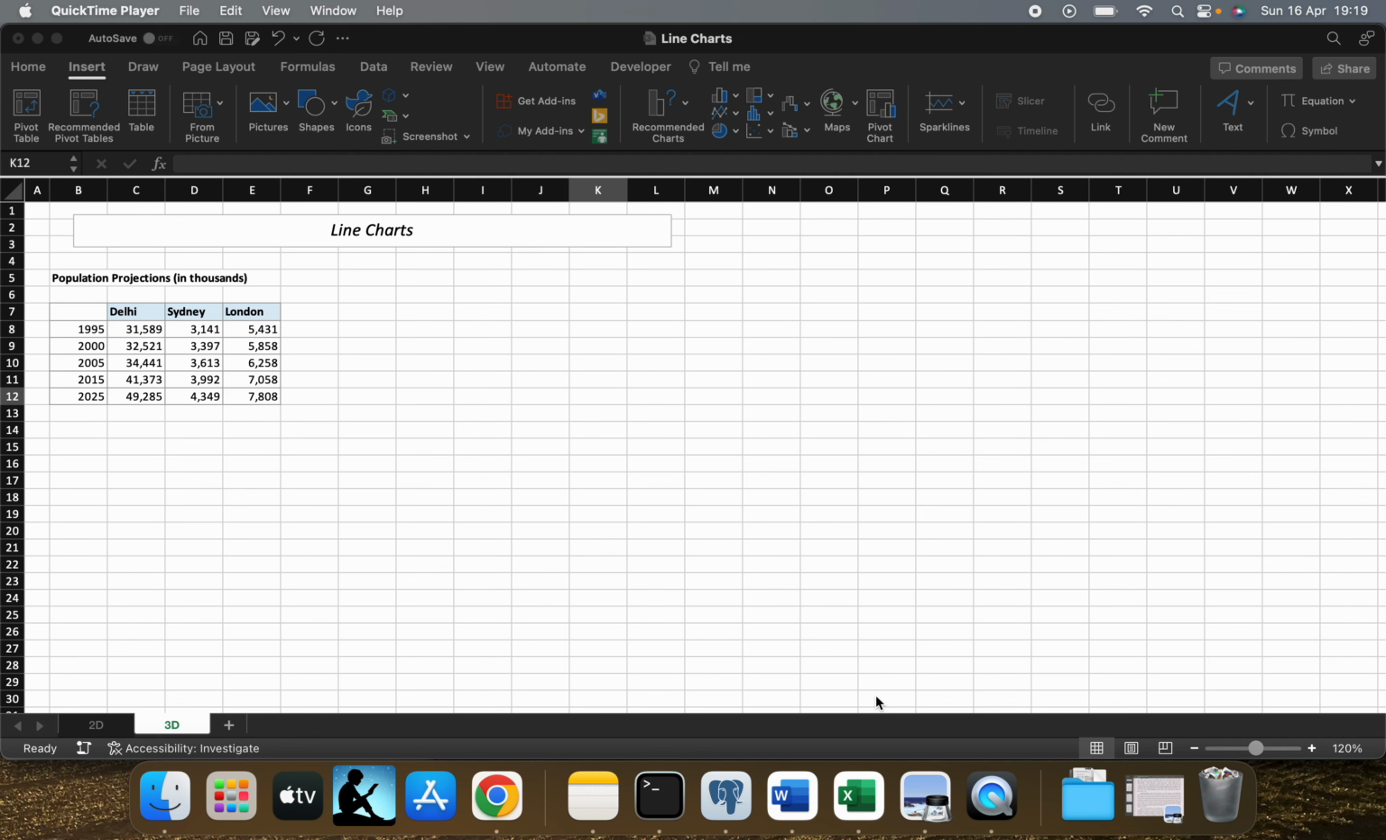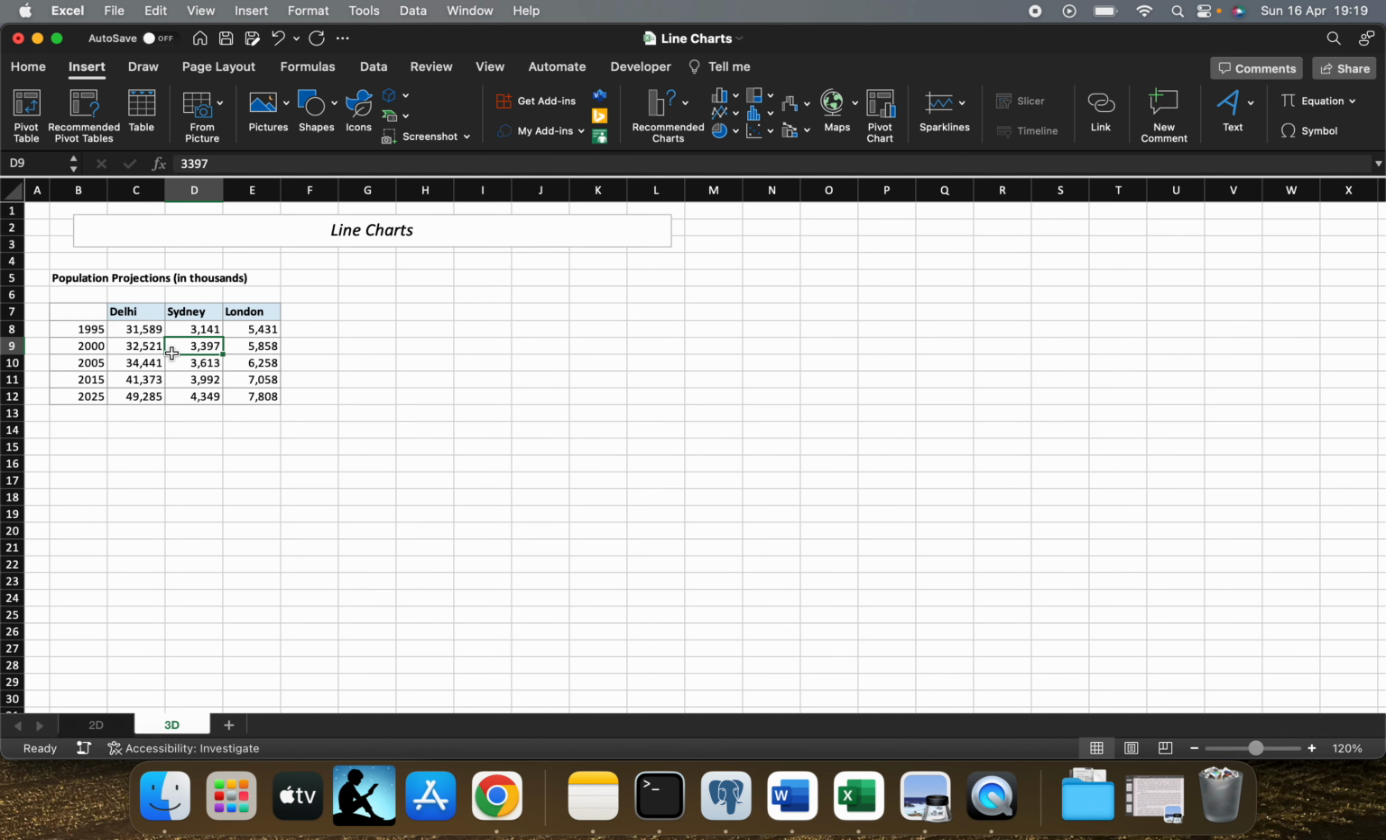And in this lecture I would like to talk about line charts. This data basically shows continuous data, because you see the dates are in a continuous range: 1995, 2000, 2005, and so on. So it shows continuous data and it will be connected with a line. That's why the name is also the line chart.